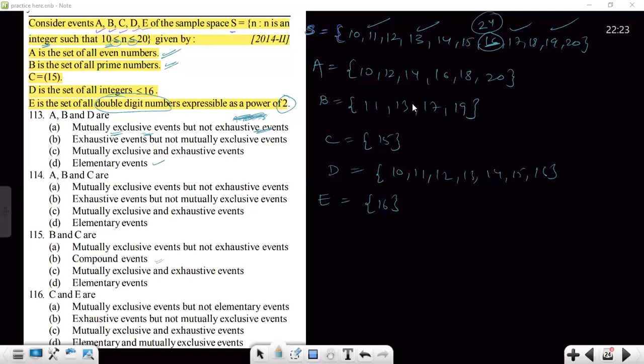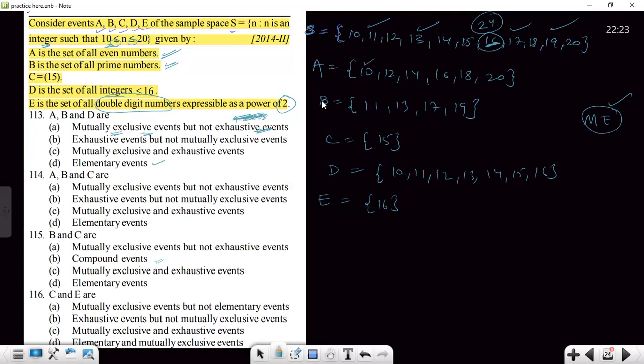Are there any common elements in AB? No, sir. Are there any common? No, sir. So if there is nothing common in AB, then definitely there is nothing common in ABD. Okay, so mutually exclusive. Yes, done. ME, done.